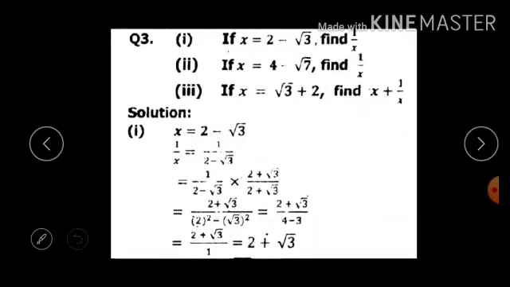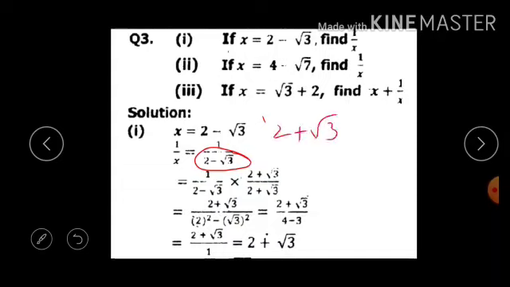Question number 3. Part 1. If x is equal to 2 minus square root of 3, find 1 upon x. x is equal to 2 minus square root of 3. We can substitute the value of x in the denominator. 1 divided by 2 minus square root of 3. The given denominator is 2 minus square root of 3, which makes its conjugate 2 plus square root of 3.